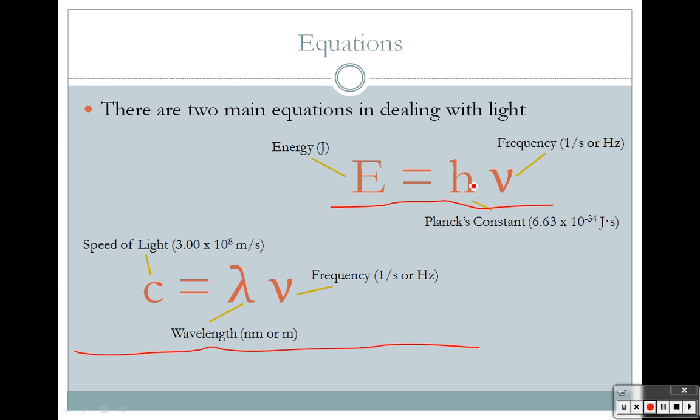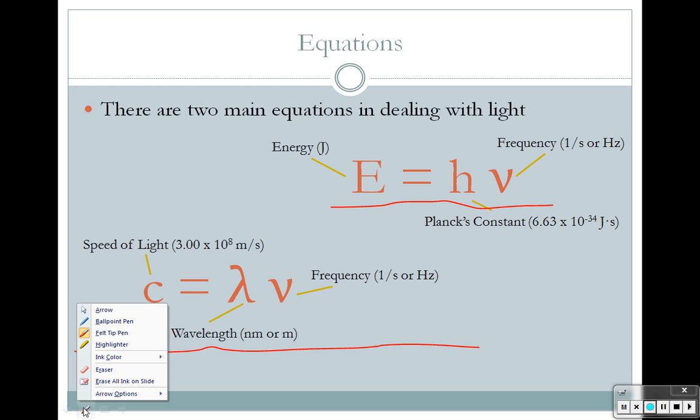And then we have this thing h. H is a constant called Planck's constant. A scientist whose last name was Planck came up with it. And Planck's constant is 6.63 times 10 to the negative 34th joules times seconds. So you can see how that would work: joules times seconds multiplied by 1 over seconds, your seconds are going to cancel and you're simply left with joules. Similarly, meters times 1 over seconds is going to give you meters per second, or speed of light.